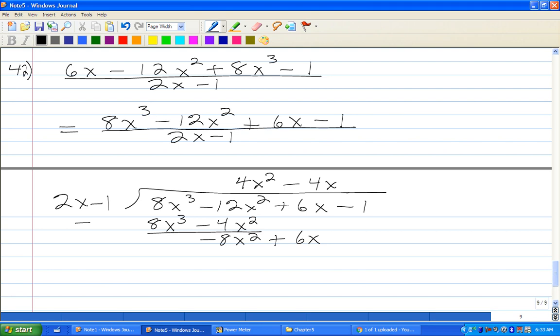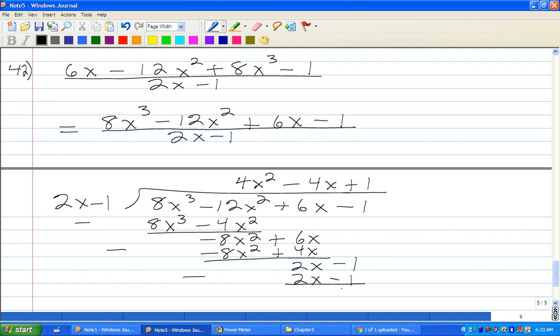Multiply negative 4x times 2x, I get a negative 8x squared. Negative 4x times negative 1 is a positive 4x. And now let's subtract. The negative 8x squareds cancel. 6x minus 4x is 2x. Bring down the negative 1. Well, 2x divided by 2x is 1, times 2x minus 1 is 2x minus 1.